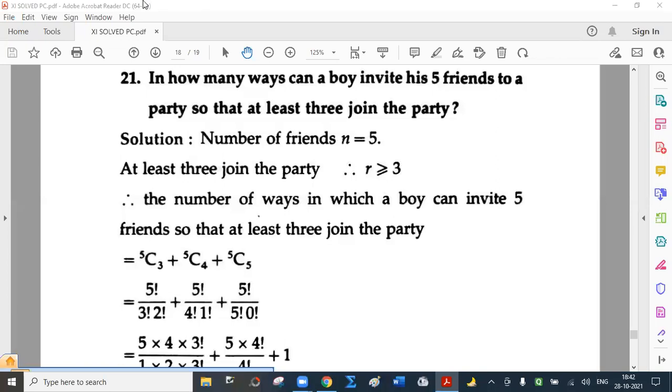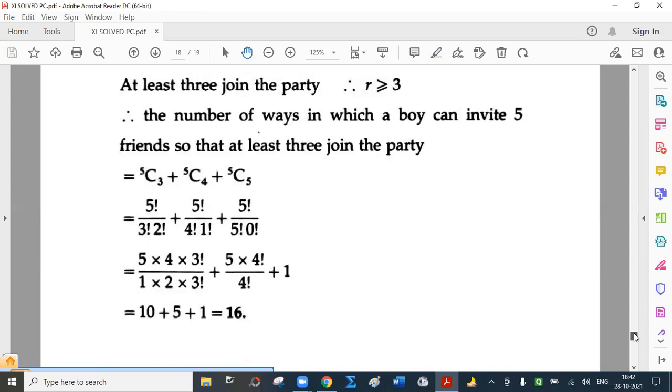21st, just listen to me, but please do write the solution after the lecture. In how many ways can a boy invite his 5 friends to a party so that at least 3 join the party? At least 3 means what? 3 or more. So 5C3 plus 5C4 plus 5C5. That's it. Now use the formula. So how many ways? 16. That's it.